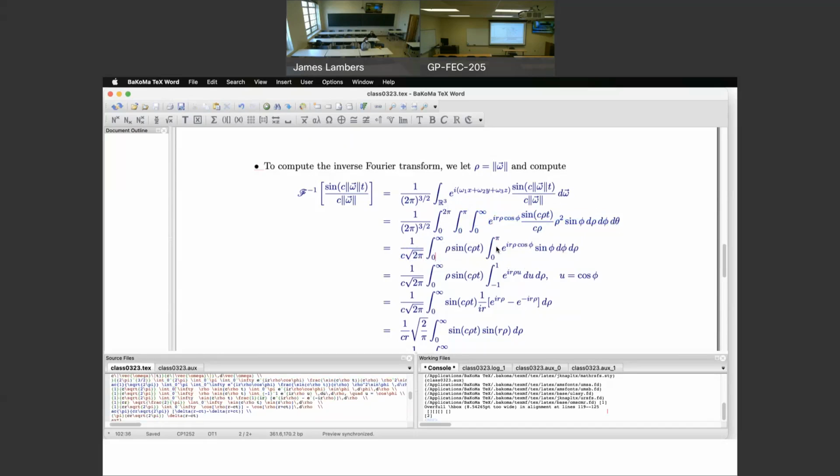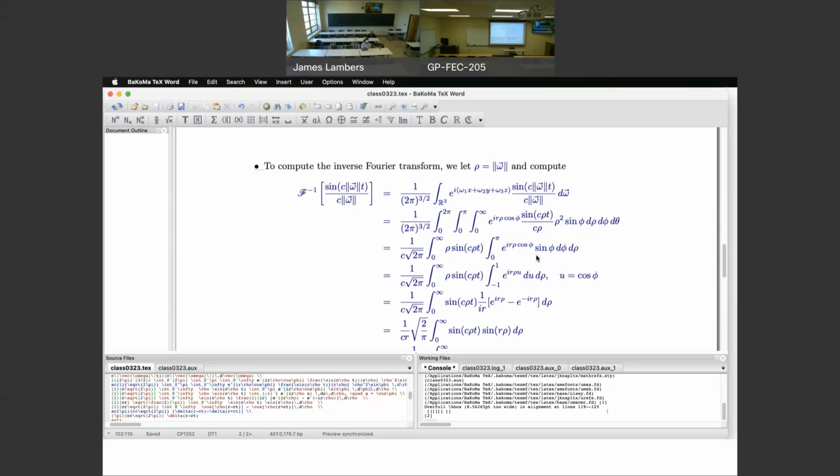Now, anything that doesn't depend on phi, I can pull out to this point. So I have rho squared over rho becomes rho. I have sine c rho t, so all that sits out here. And then this part depends on phi, so it has to stay in the innermost integral. So now I can focus on evaluating this.